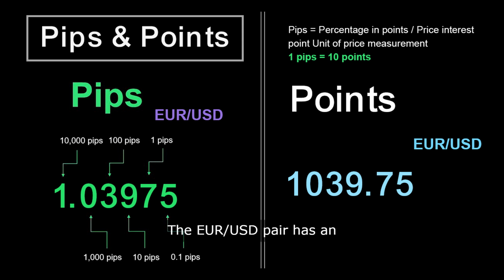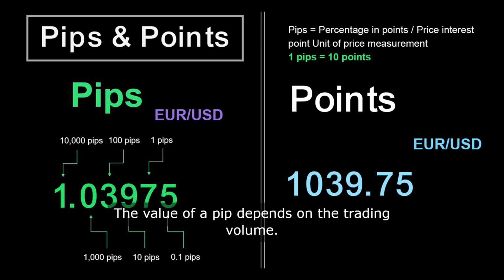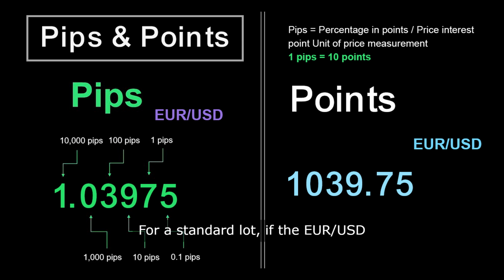Example, the EUR/USD pair has an exchange rate of 1.03975. The number 7 in the fourth decimal place represents a pip, and the number 5 in the fifth decimal place represents a point. The value of a pip depends on the trading volume. For a standard lot, if the EUR/USD rate changes by 1 pip, 0.0001, the value will be approximately $10.